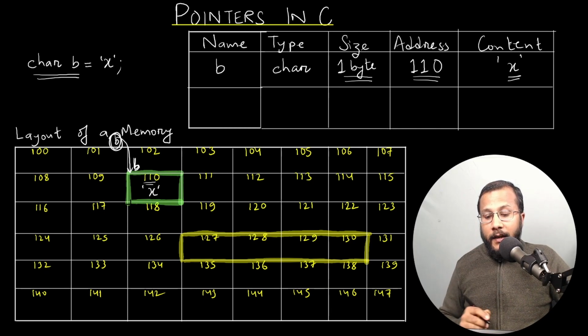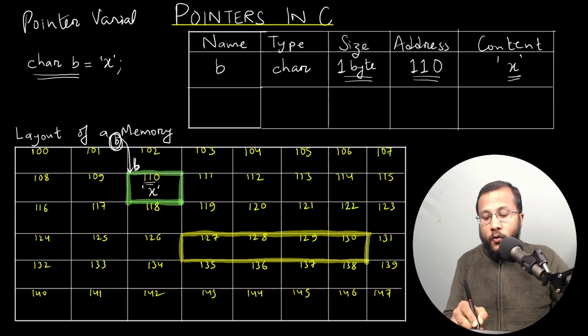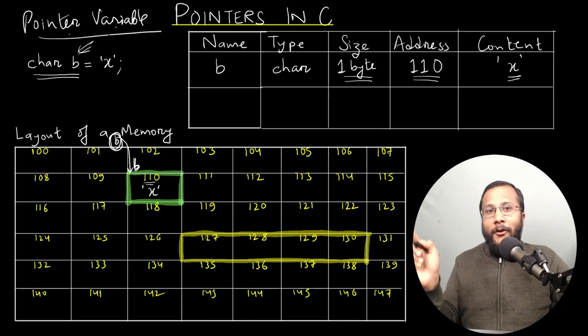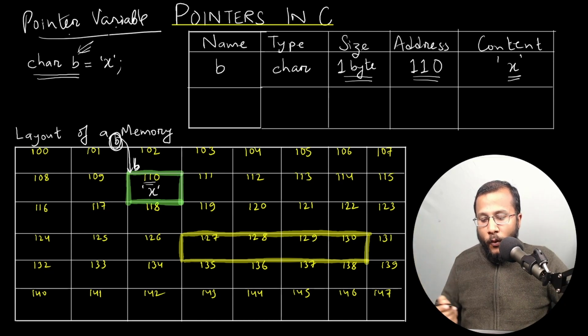Now I want to create something called a pointer variable. A pointer variable is a variable that is going to store an address. Now b is a normal variable. It's a character variable. It is going to store the character. A pointer variable is going to store the address of our memory location. So how to create a pointer variable? Now I would like to store the address 110, that is the address of b, in some other variable.